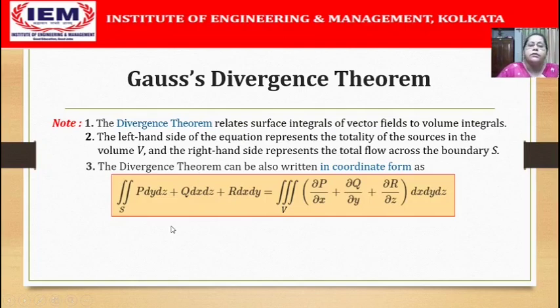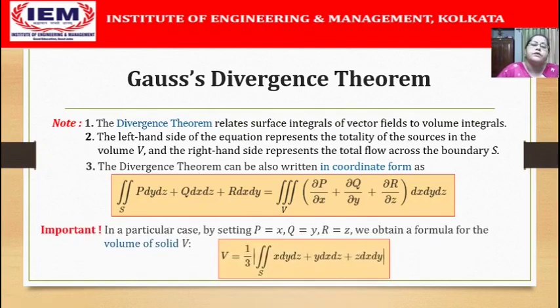Now, having known the Cartesian form of this divergence theorem, we can obtain a very important formula for the volume of the solid V. So, how is this obtained? If we take the situation P equal to x, Q equal to y and R equal to z, see that each of these quantities del P del x, del Q del y, del R del z becomes 1. So therefore this expression gives us just 3.